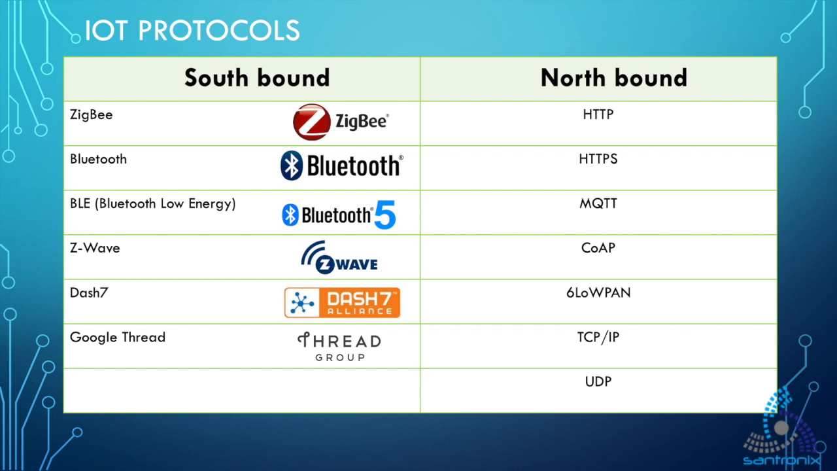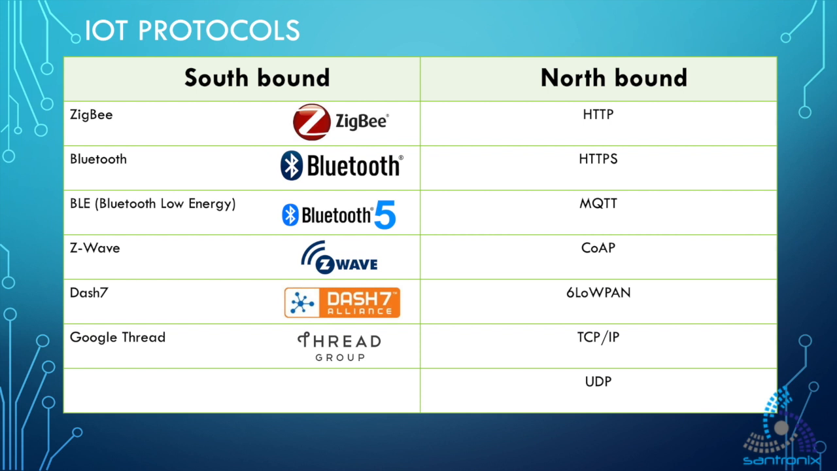In southbound communication, you will see that the protocols that are very prominent are ZigBee. ZigBee is very popular because it's widely used in home automation, because of a lot of advantages that ZigBee has over traditional Bluetooth or Wi-Fi protocols. Then we have Bluetooth Low Energy, which comes under the Bluetooth 5 protocol. Bluetooth Low Energy works on very low energy devices, so this is more suitable for sensors which run on batteries.